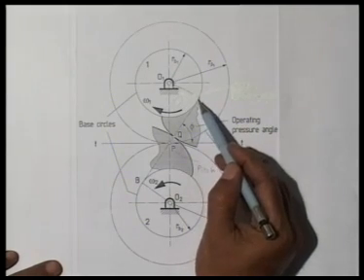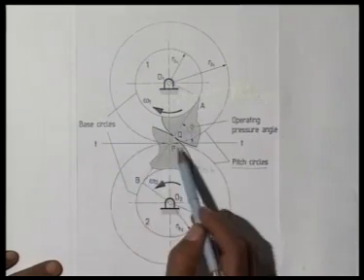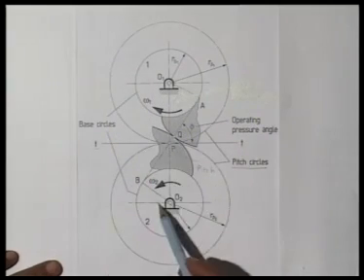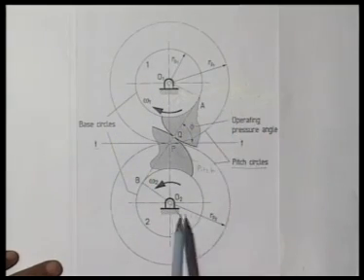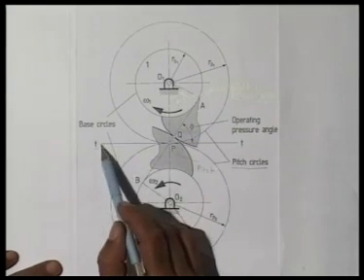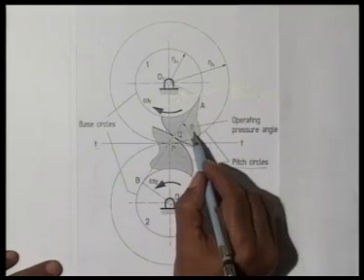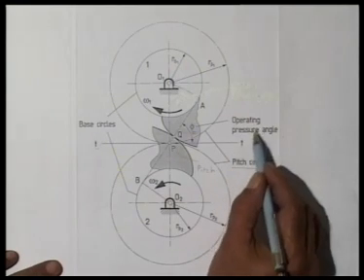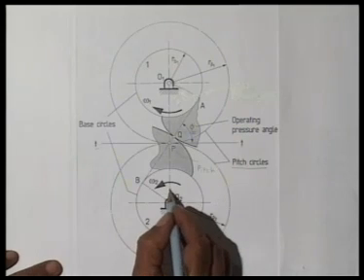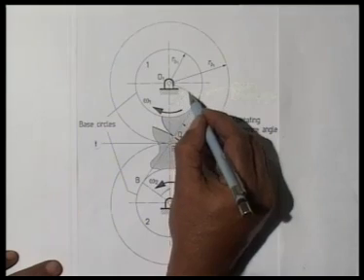The angle that this common normal AB makes with the common tangent to these two pitch circles, TT, which is the common tangent to these two pitch circles of radius RP1 and RP2. The angle that this common tangent AB to the base circles makes with this common tangent to the pitch circle, this angle phi is called the operating pressure angle. It is obvious, if this angle is phi, then this angle is also phi. Similarly, this angle is also phi.